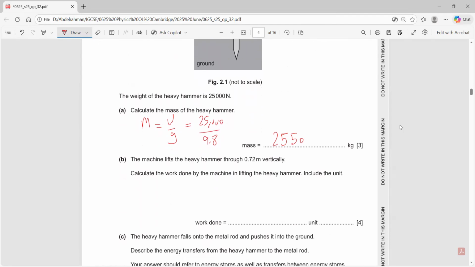Can I find the work done? Yes, the work done would be equal to the force times the distance moved. The force is the weight, which is 25,000 times the distance, which is 0.72, giving you a total of 18,000 joules.